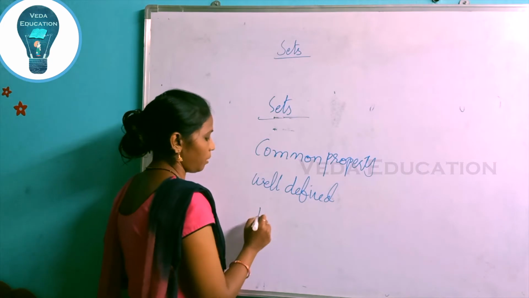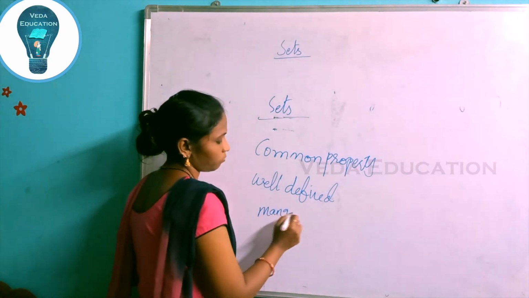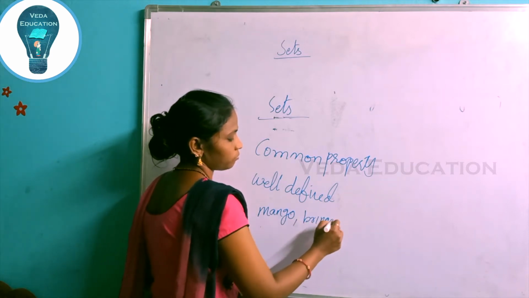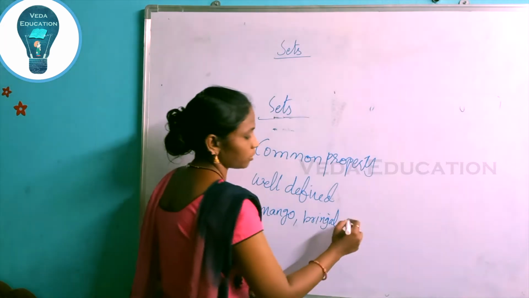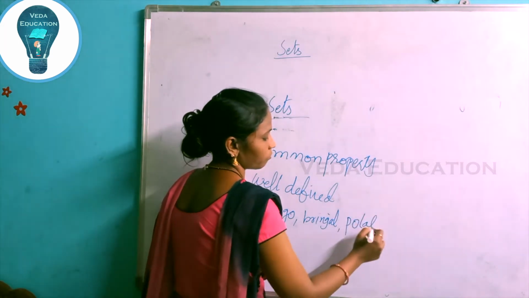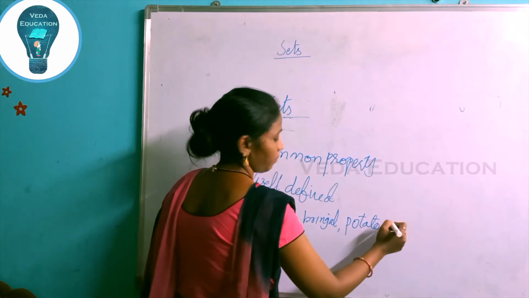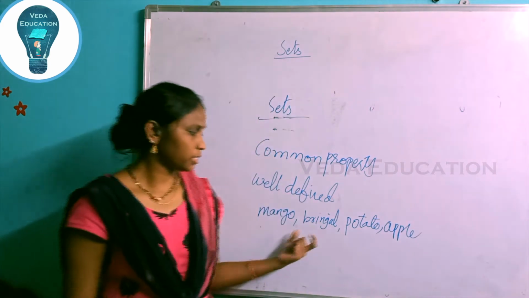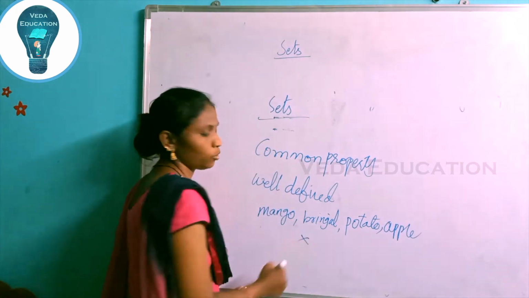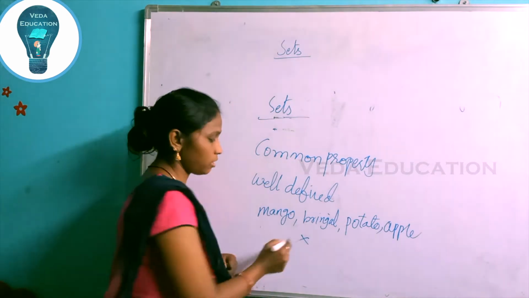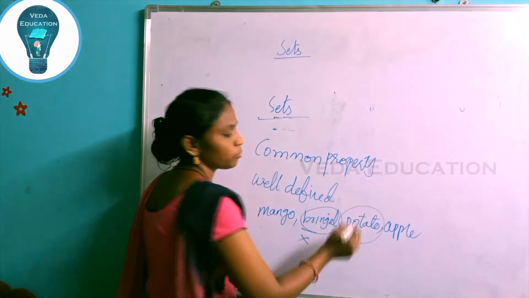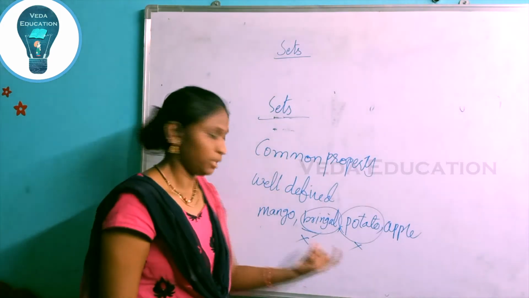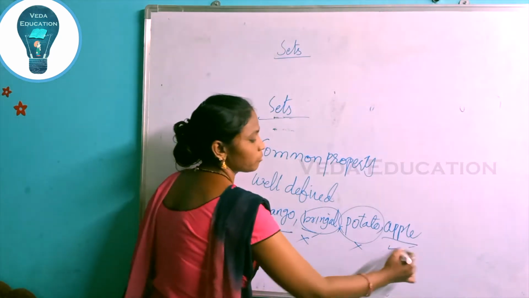Look here, I am writing some names. Mango, brinjal, and potato, and apple. Now, can I say these names come under fruits? No. Why? Some of these names are vegetable names. Here, brinjal and potato come under the vegetable category, and mango and apple come under the fruits category.